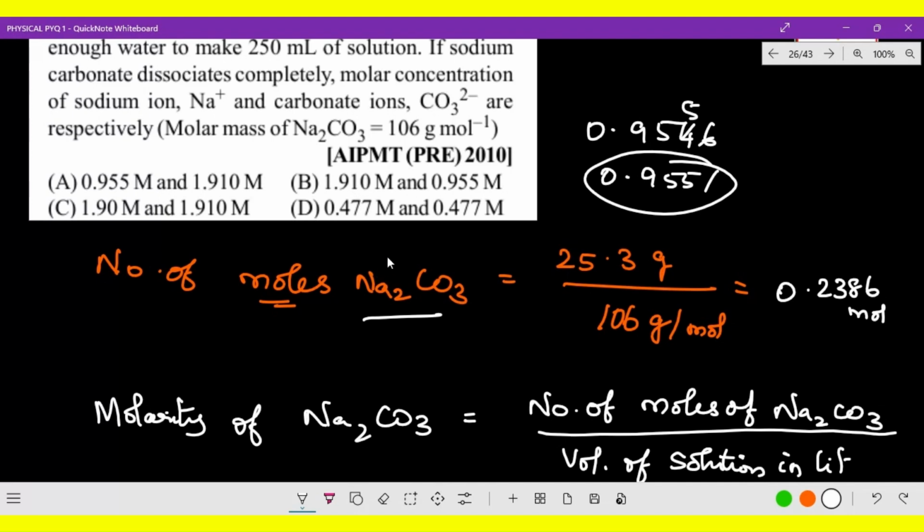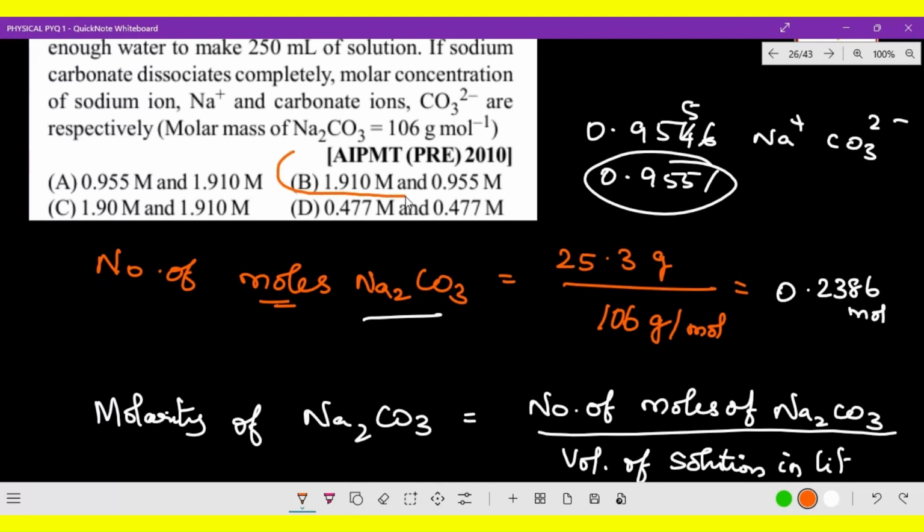See, it is very simple. So in Na2CO3, what they have given is Na plus and CO3 2 minus. So that means Na plus first and CO3 2 minus second. So Na plus how much? 1.91, right? And carbonate, it is 0.955. So option B is the correct option.